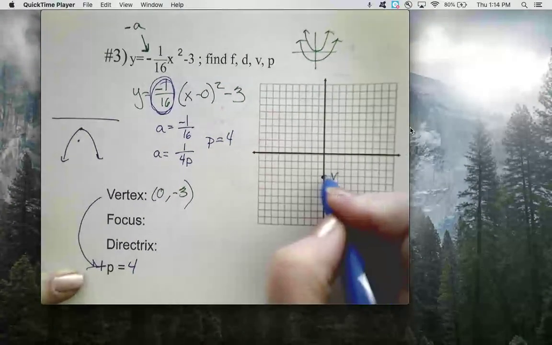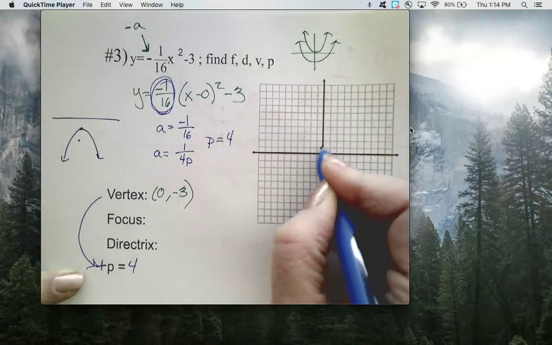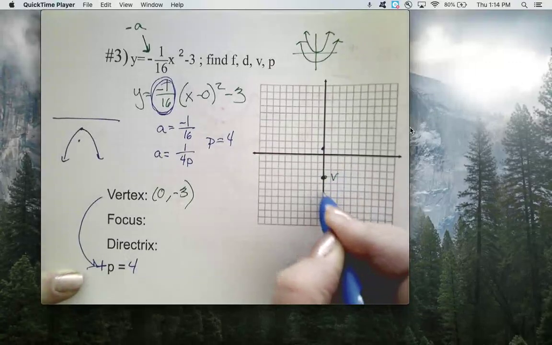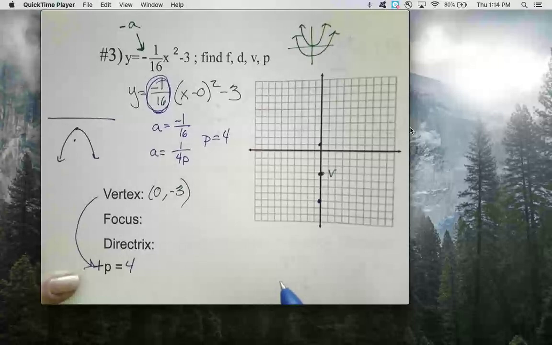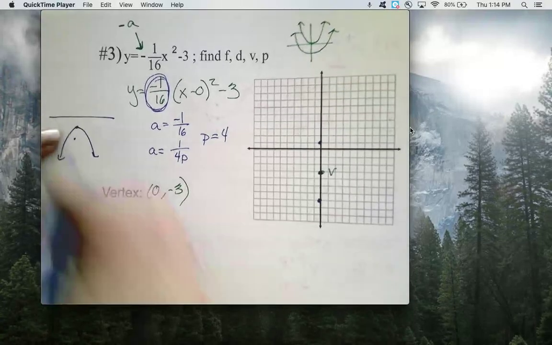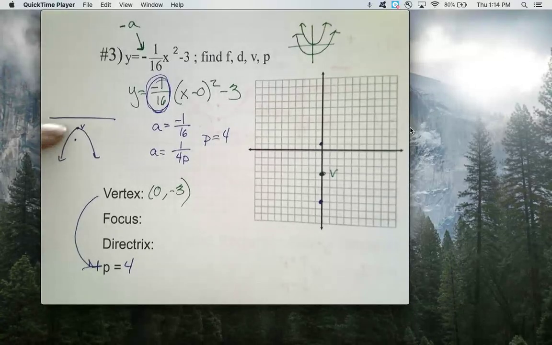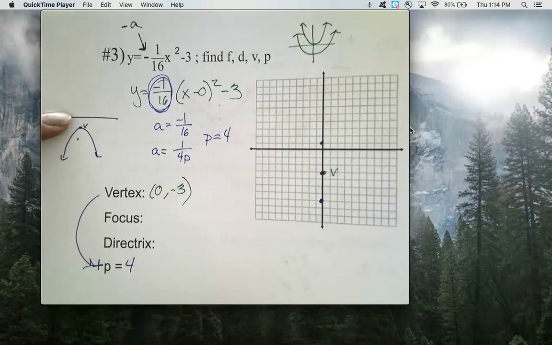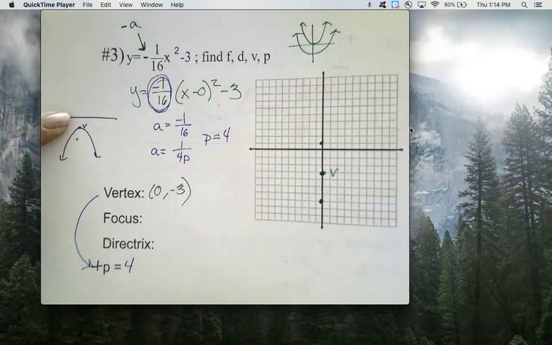So I'm going to go from my vertex up 4, 1, 2, 3, 4. I go down 4, 1, 2, 3, 4. But now here's where you have to be careful. This is why your sketch is so important. Look over here. If you go vertex up 4, did I find my directrix or did I find my focus? Directrix because it's concave down, right? That's why your sketch is key.